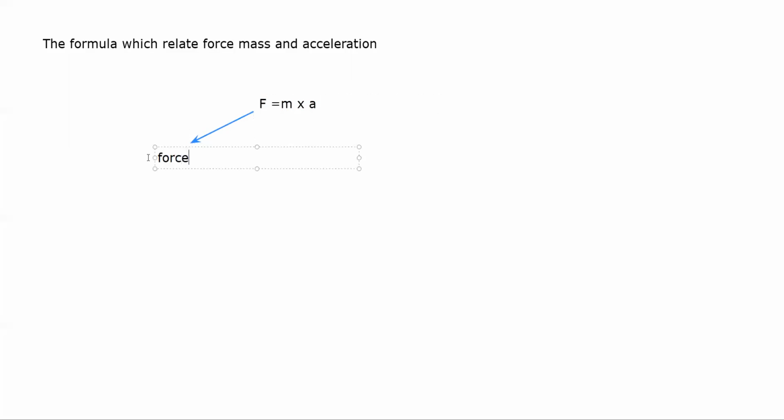The formula which relates force, mass, and acceleration is F equals mass multiplied by acceleration, where F is force, M is mass, and A is acceleration. So F equals ma.